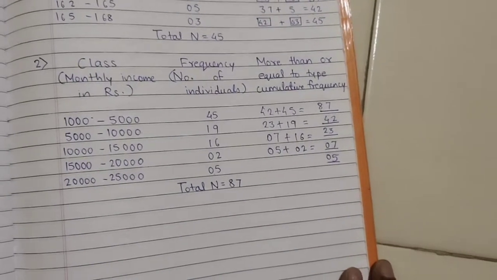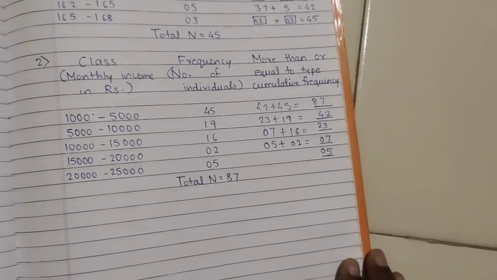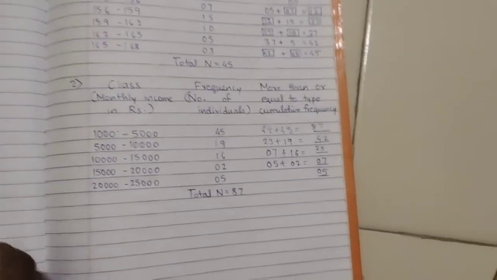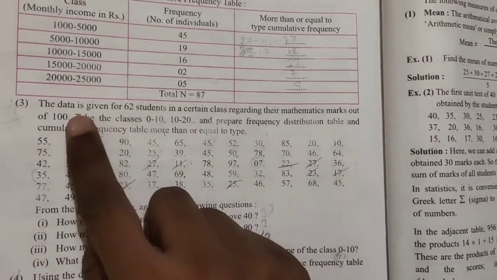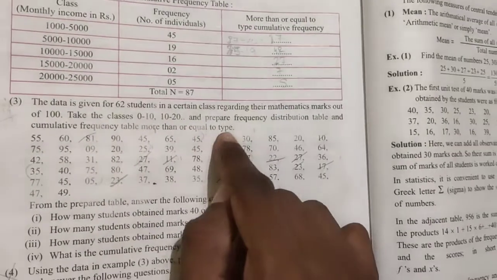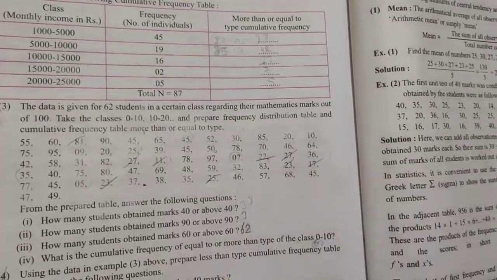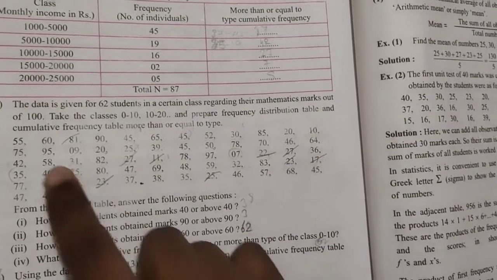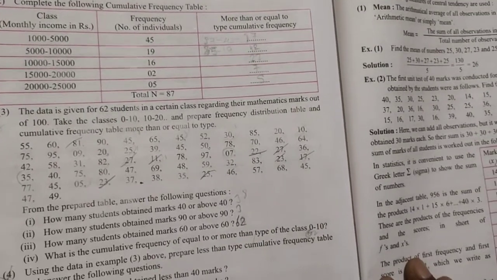Okay, so today I have solved question number 1 and question number 2. Now for question number 3, you have to make the table on your own. See, in this case you are already given some data, and you have to take the classes like 0 to 10, 10 to 20, 20 to 30, 30 to 40, 40 to 50, like that you have to continue. And you can see the maximum number is 95, so you have to continue till 90 to 100.